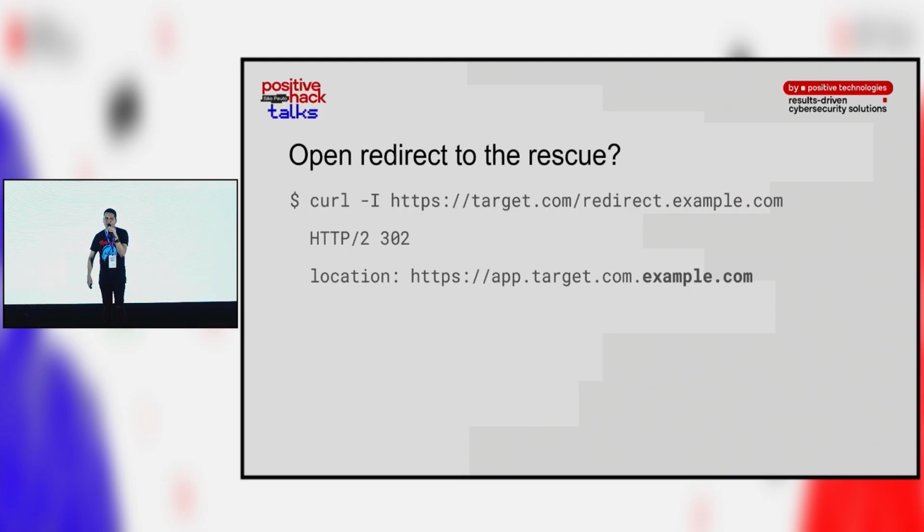So with that in mind, I could just use something like redirect.example.com, and that would get redirected to app.target.com.example.com. And at the end, that's a subdomain of the example.com domain. That's our external domain. So with this, I was able to redirect to any external domain.